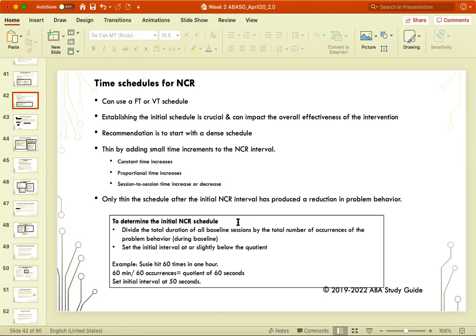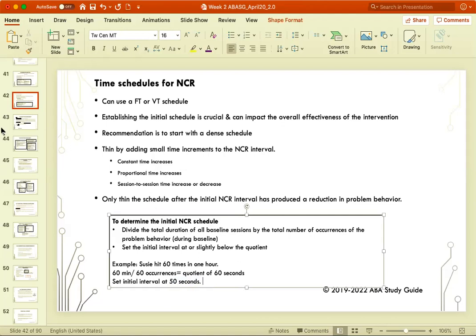So in 60 minutes, Jenna rolled off the chair 60 times. That's going to be a quotient of 60 seconds, right? So every 1 minute or so. So I'm going to set my interval slightly below every 1 minute. That's actually how we did this with this learner. We figured out how much time he was at the table in that instruction, how many times he rolled off the floor, and it turned out to be right around 2.5 minutes. So I set the initial interval at 2 minutes.